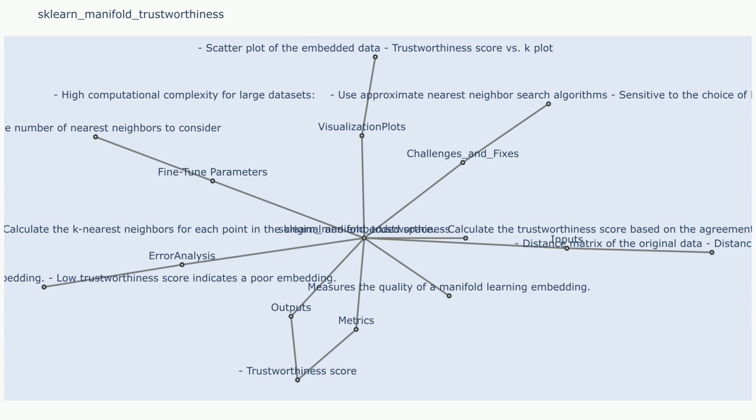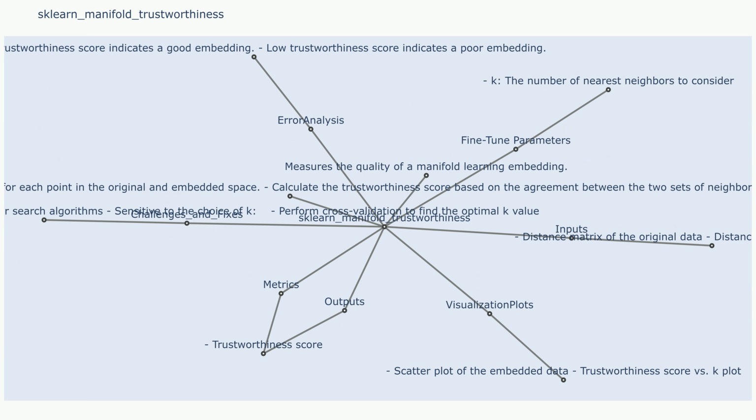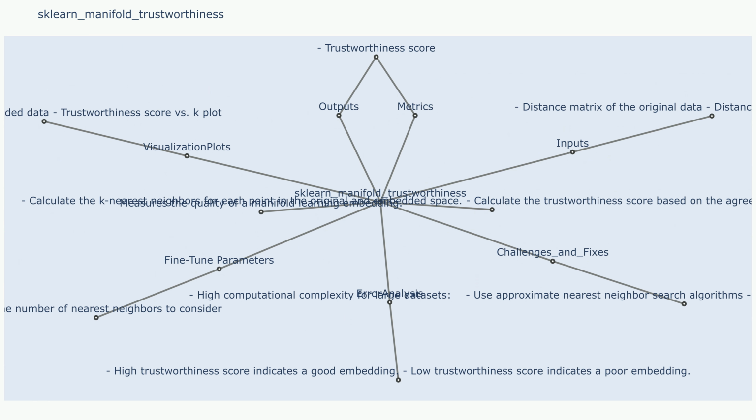Steps. Step 1. Explain in detail. For each data point in the original data, find its k-nearest neighbors (KNN) based on the original data's distance metric. Step 2. Explain in detail. For each data point in the embedding space, find its k-nearest neighbors (KNN) based on the embedding space's distance metric. Step 3. Explain in detail. Compare the KNN sets in the original space and the embedding space. A higher trustworthiness score indicates a greater overlap between these KNN sets.